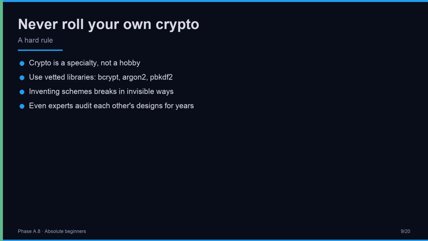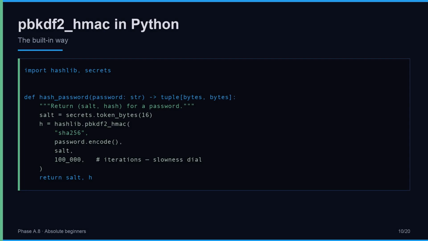Use vetted libraries. Here is Python's built-in password hasher. Generate a random salt with secrets.token_bytes. Call hashlib.pbkdf2_hmac with the underlying hash name SHA-256, the encoded password, the salt, and a number of iterations. 100,000 is a reasonable minimum.